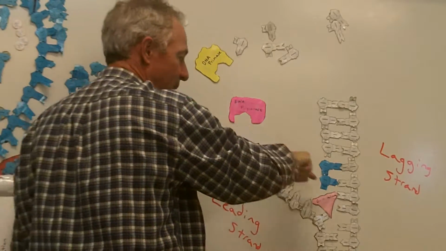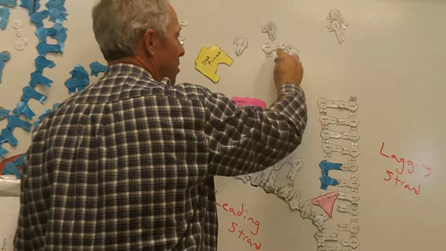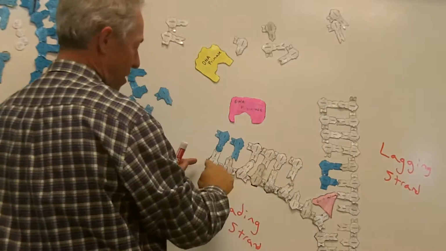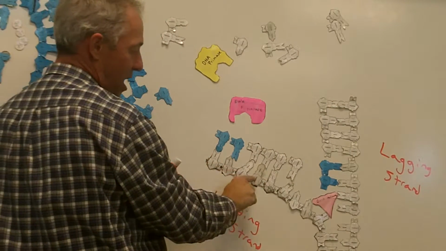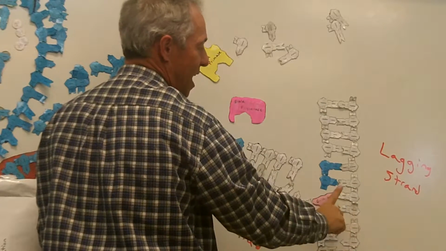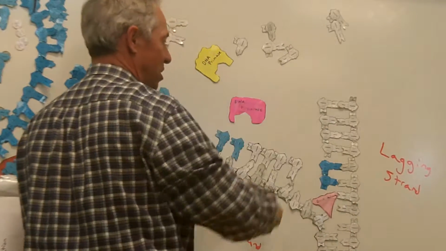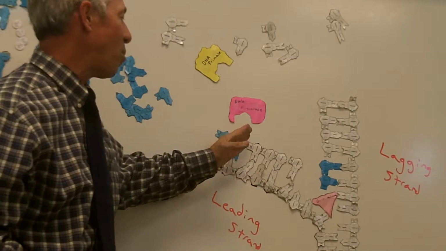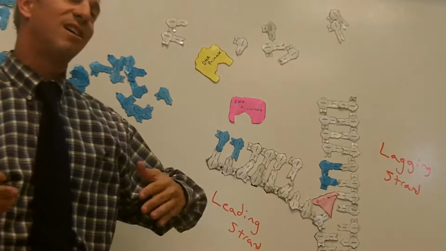DNA can only be copied going this way. And do you notice that on this side, my nucleotides are straight up, and on this side they're upside down? So it has to go in that direction. We call that the 5' to 3' direction.